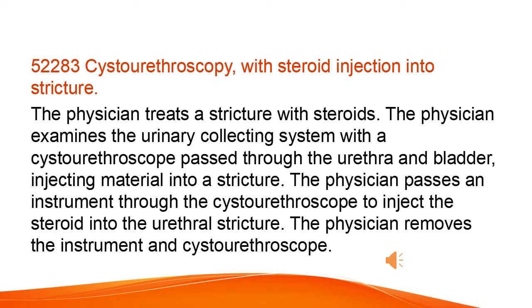Cystourethroscopy, with steroid injection into stricture. The physician treats a stricture with steroids. The physician examines the urinary collecting system with a cystourethroscope passed through the urethra and bladder, injecting material into a stricture. The physician passes an instrument through the cystourethroscope to inject the steroid into the urethral stricture. The physician removes the instrument and cystourethroscope.